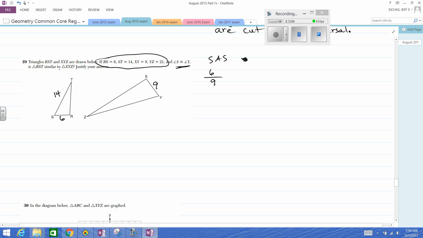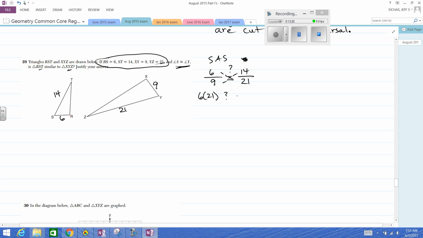That should correspond to YZ. Yes, they do give us YZ, 21. All right. Now, let's see first, does 6 over 9 in fact equal 14 over 21? And all we got to do is test the cross products. Whoops, it's a question mark actually.